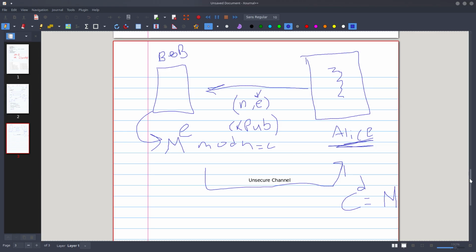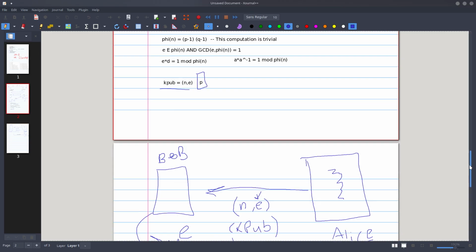And so where does the security of RSA actually hinge? What doesn't Bob know? Bob doesn't know D. Otherwise, he could obviously just recover the message. It would be a useless algorithm, a useless cipher system. So how is D being computed?